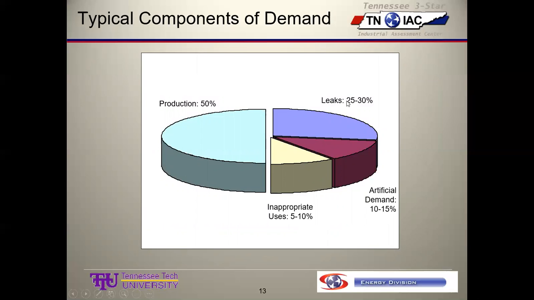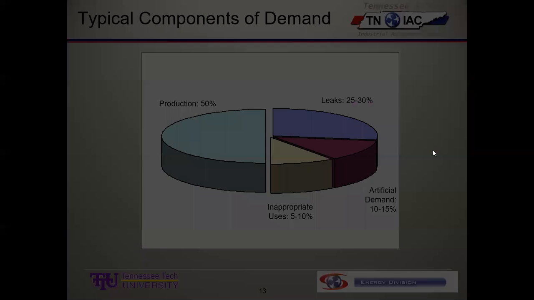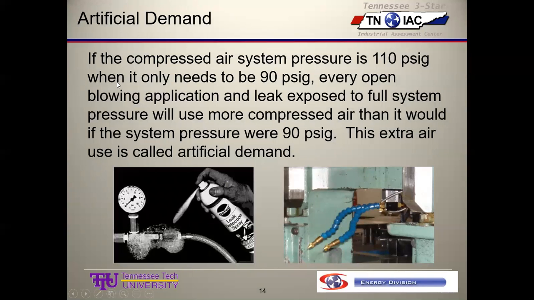Leaks account for typically 25 to 30% of the air that we produce, and artificial demand is 10 to 15%. The next slide will define what we mean by artificial demand, but it's not necessarily a good thing. Okay, so to define artificial demand, we make up a little scenario here.